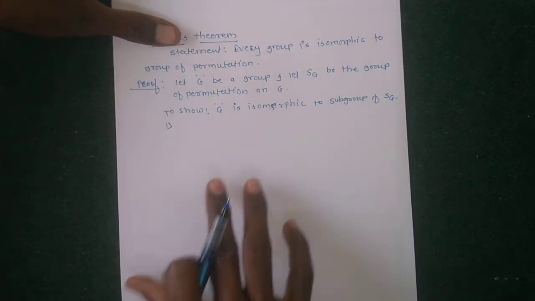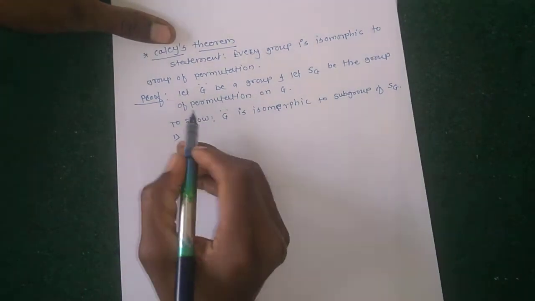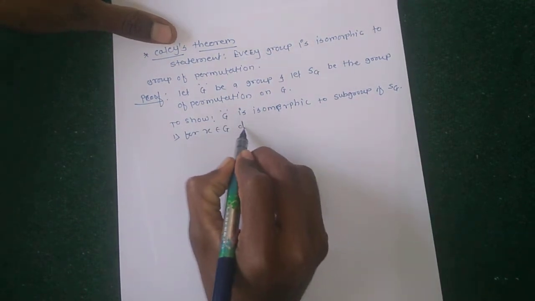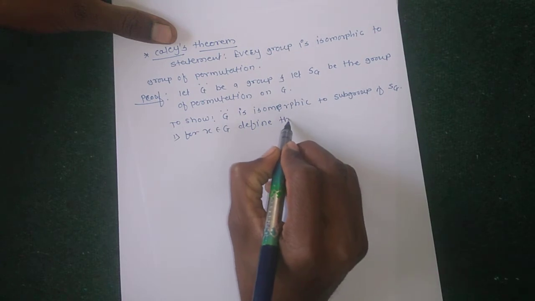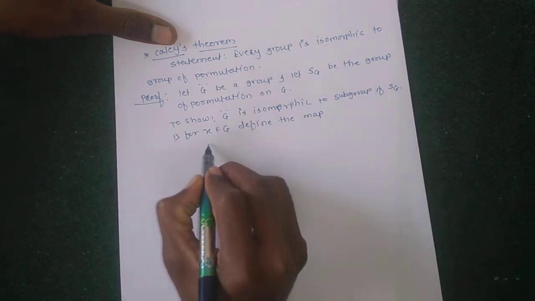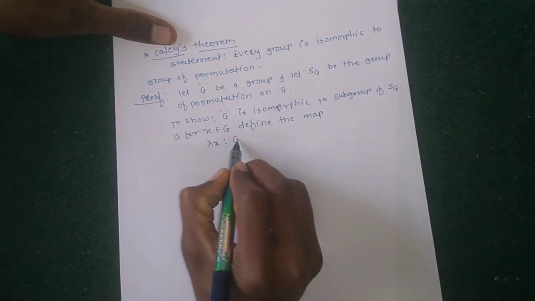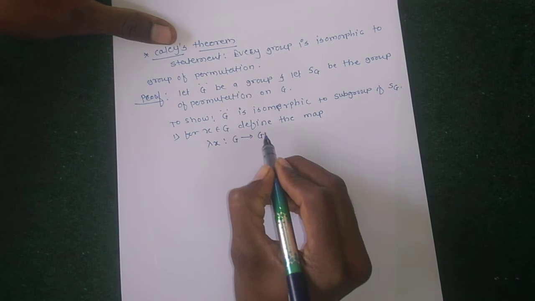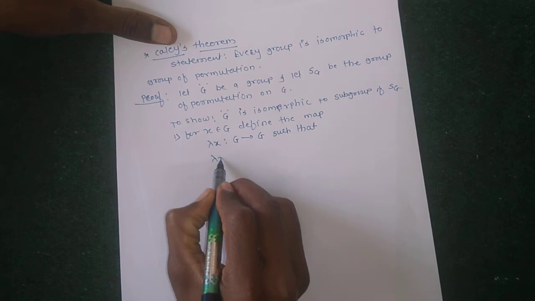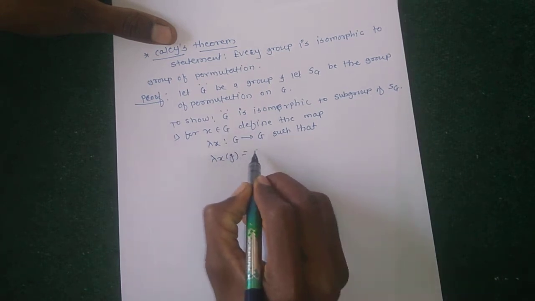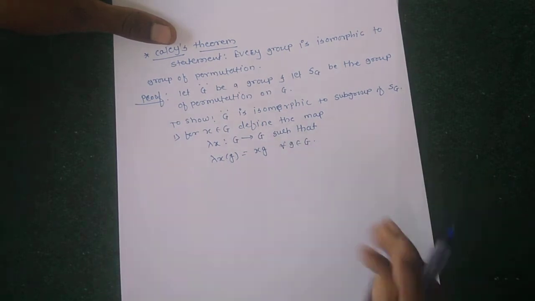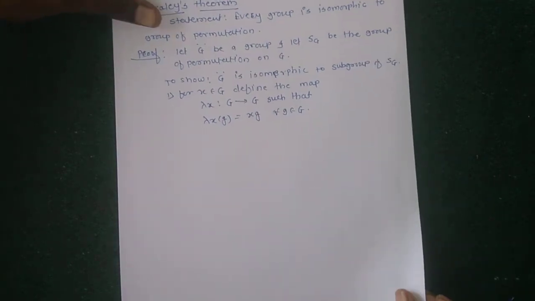Okay, so firstly we define the map for x belonging to G. Define the map lambda_x from G to G such that lambda_x(g) = x g for all g belonging to the group G.